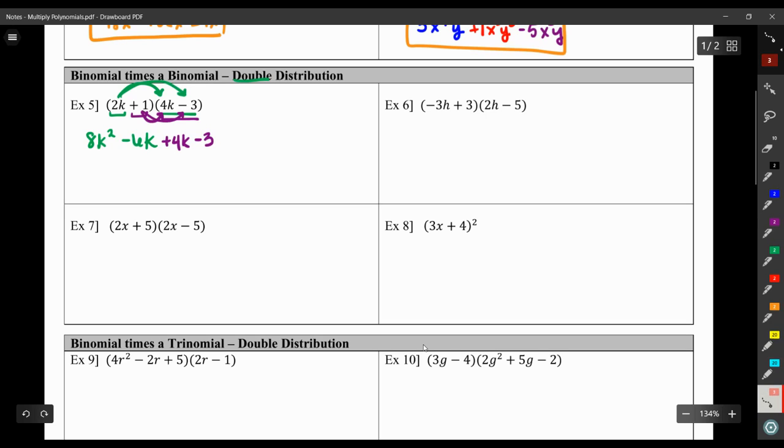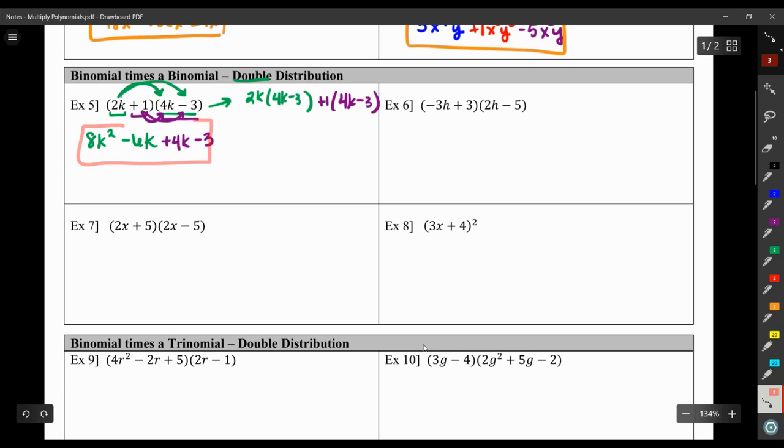So what we've done is we've kind of ignored the 1 and we've multiplied in 2k. Then we ignored the 2k and we multiplied in 1. So it looks like this. It's 2k times 4k minus 3, and then it's also a positive 1 times 4k minus 3. So you've taken this guy times the first and this guy times this.